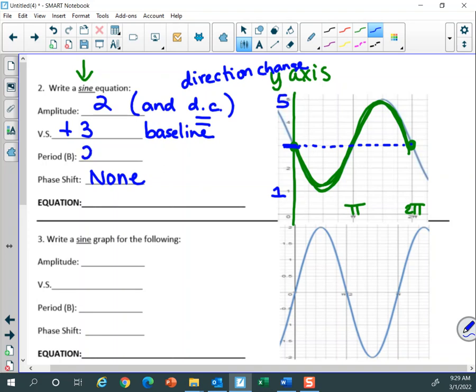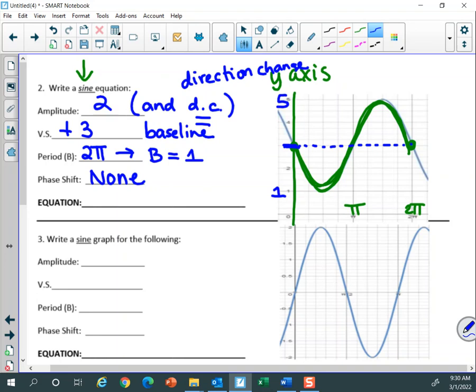It looks like my period here is 2 pi. So that means B value is 1. If we do enough of these, you start to say, well, we have certain B values that happen a lot. If we have a normal 0 to 2 pi, my B value is 1. Taylor, question.